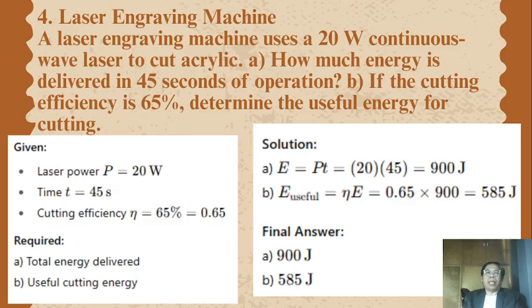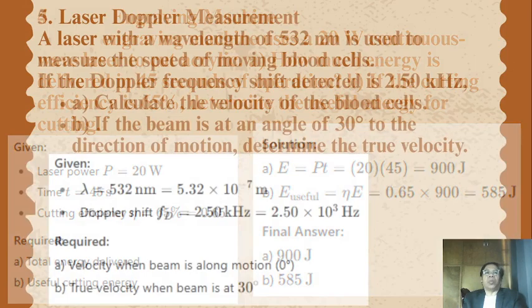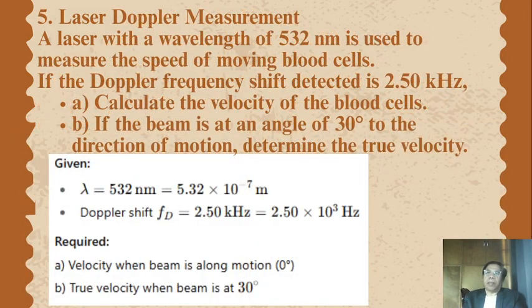And to obtain the useful energy, we have the efficiency multiplied by the computed energy. Substitute now the efficiency and the calculated energy. The answer is 585 joules.